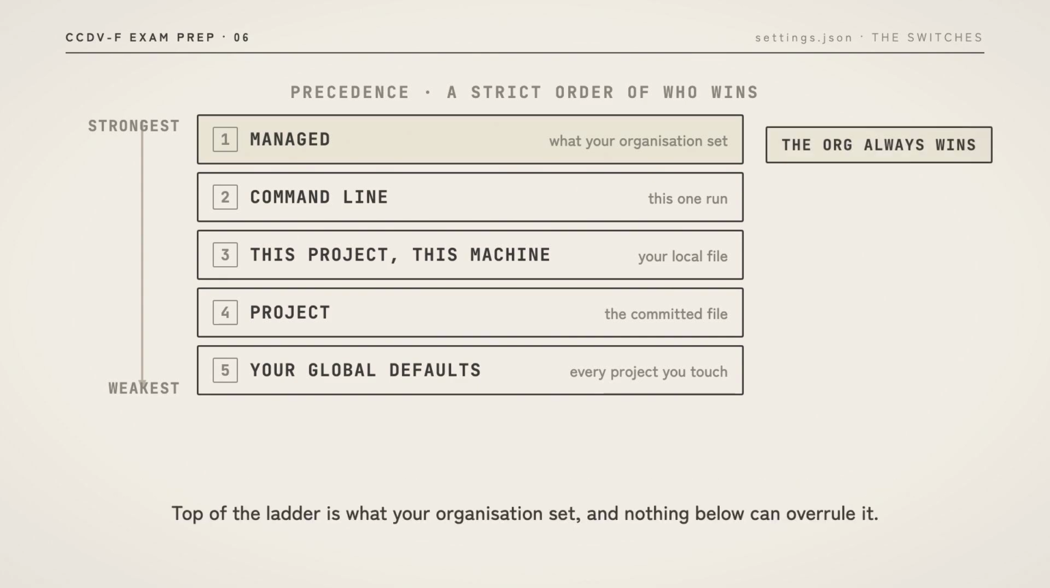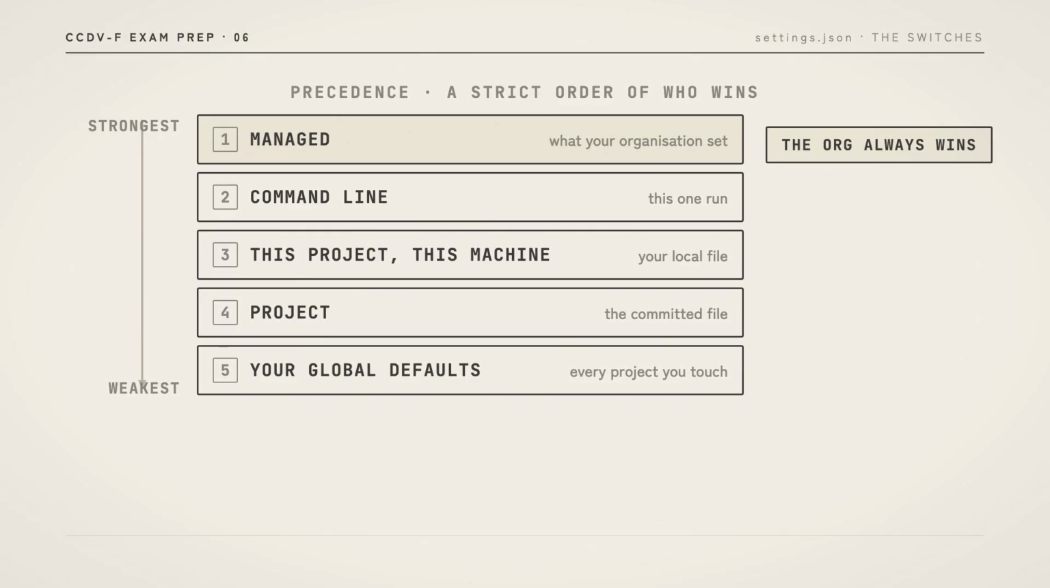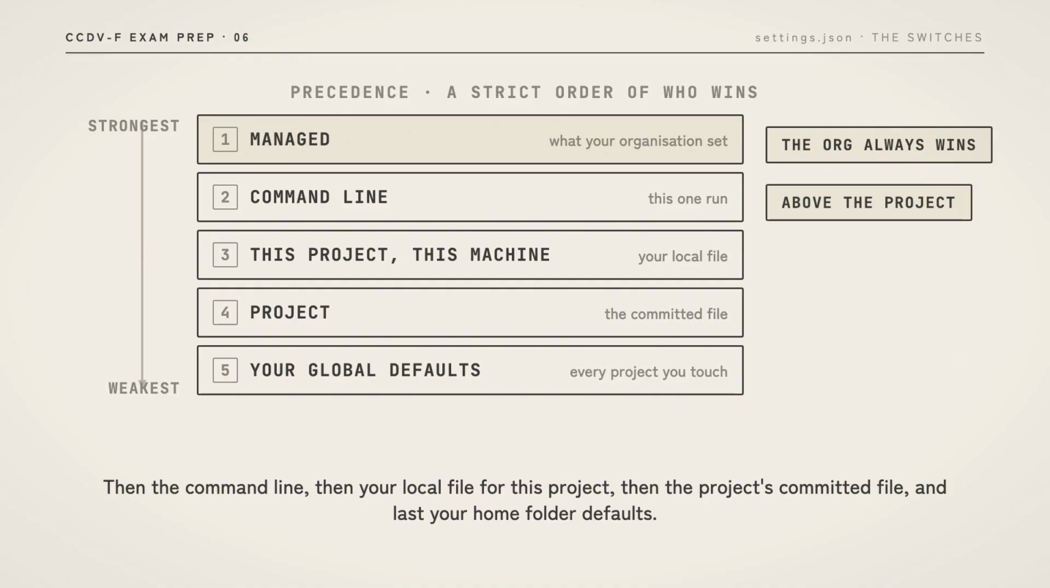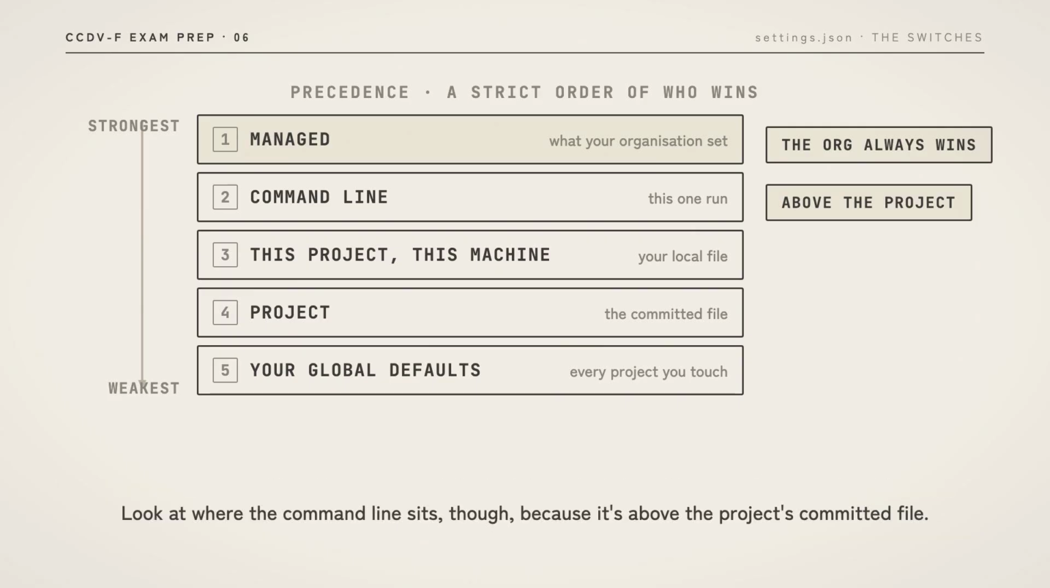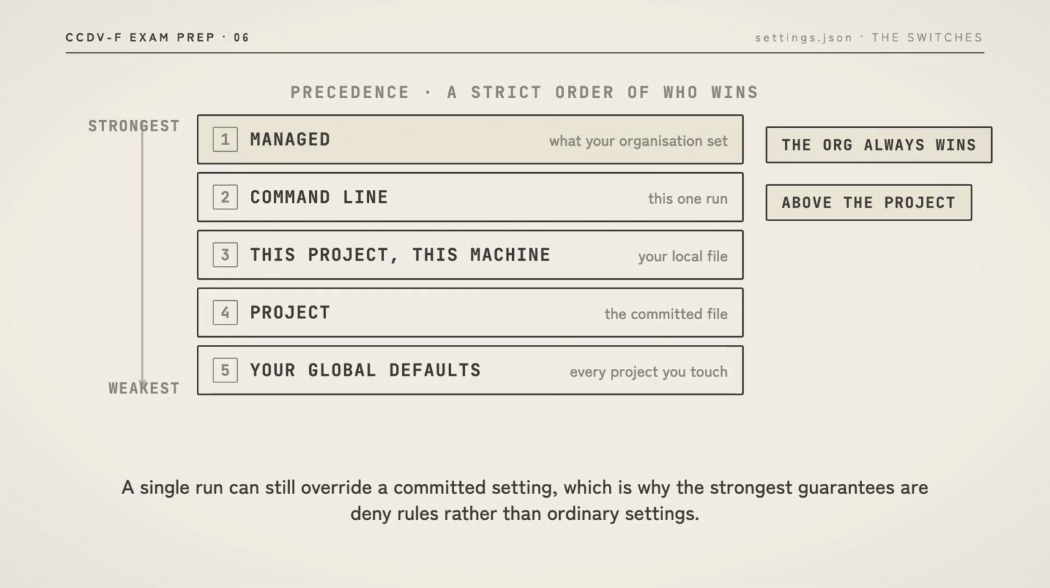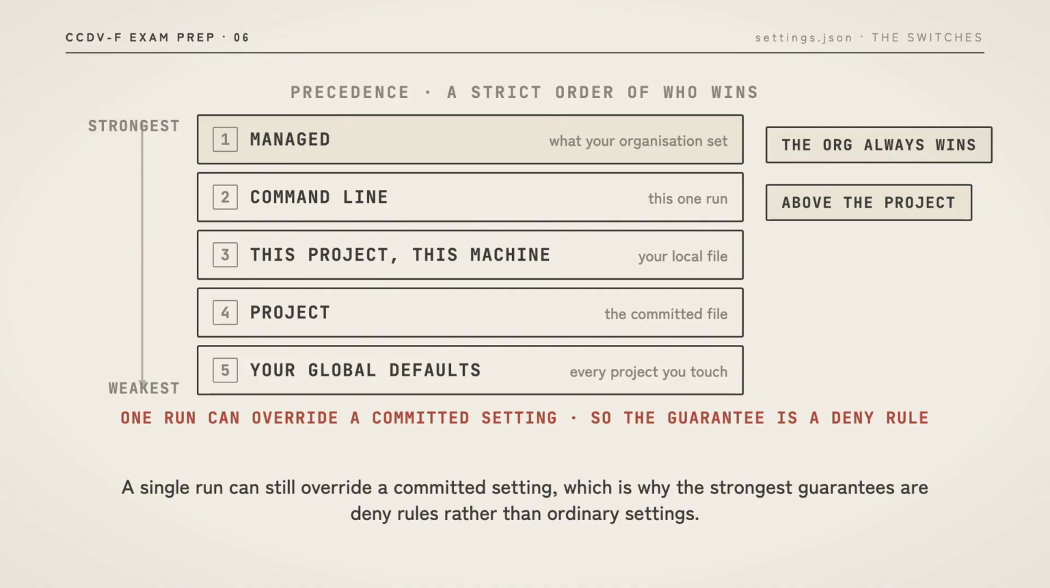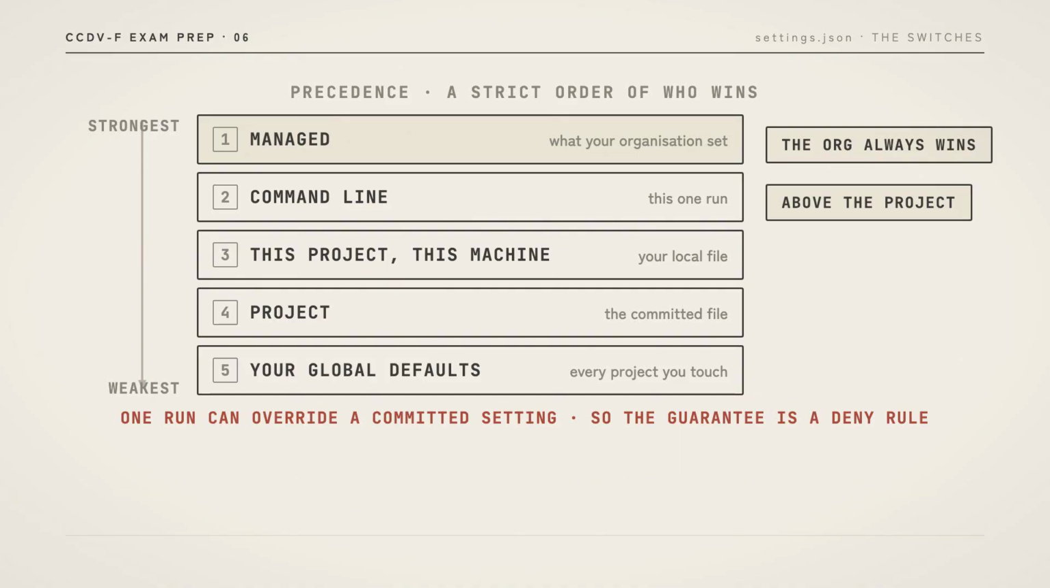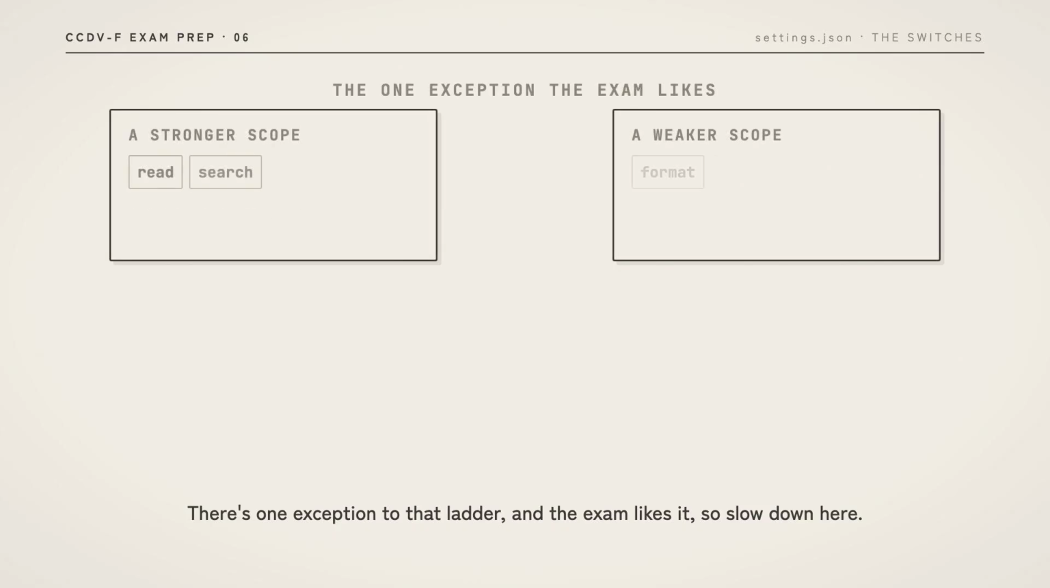Top of the ladder is what your organization set, and nothing below can overrule it. Then the command line, then your local file for this project, then the project's committed file, and last your home folder defaults. Look at where the command line sits though, because it's above the project's committed file. A single run can still override a committed setting, which is why the strongest guarantees are deny rules rather than ordinary settings. There's one exception to that ladder, and the exam likes it, so slow down here.